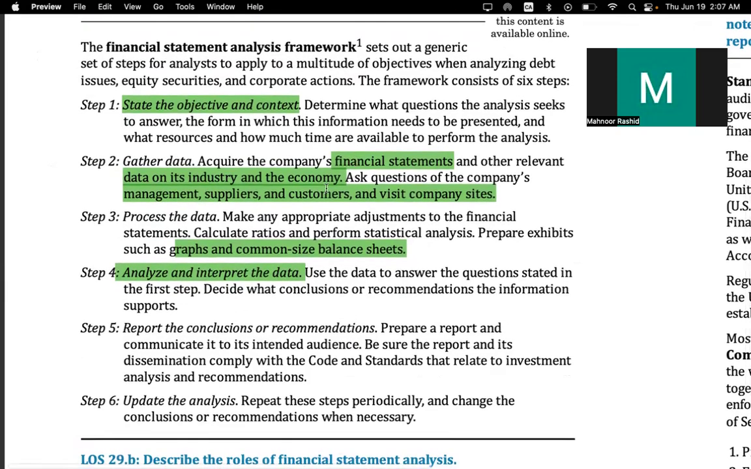And then step number 5 is you report the conclusions. You found out your conclusions and you've made your recommendations. Now you report them. You prepare a report and communicate it to its intended audience. If you wanted to show it to your boss, then you show it to your boss.